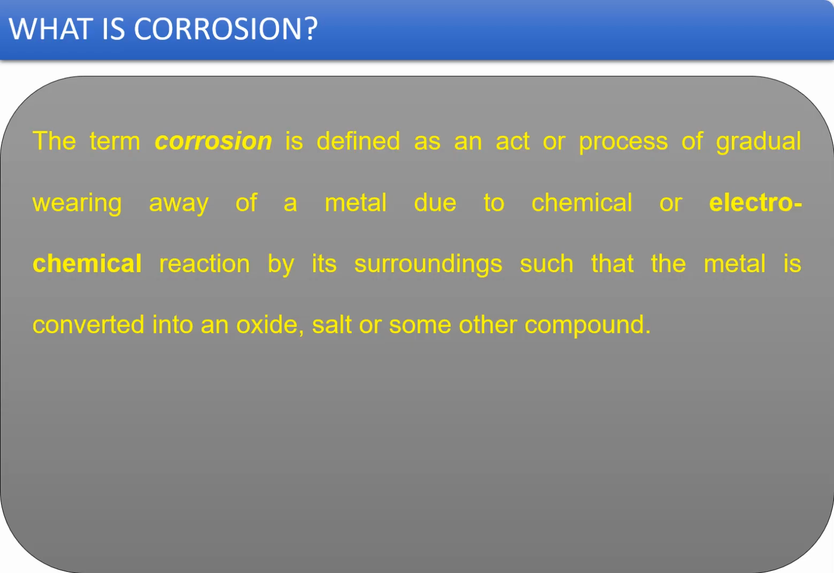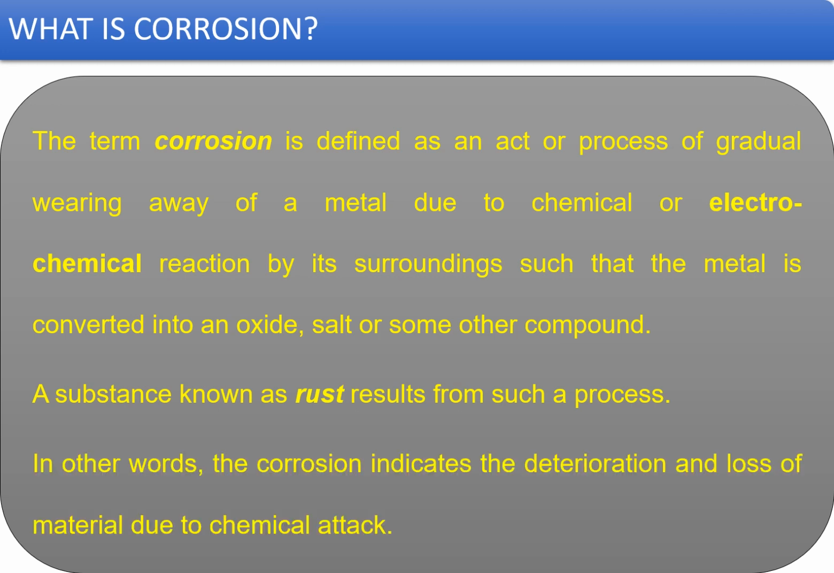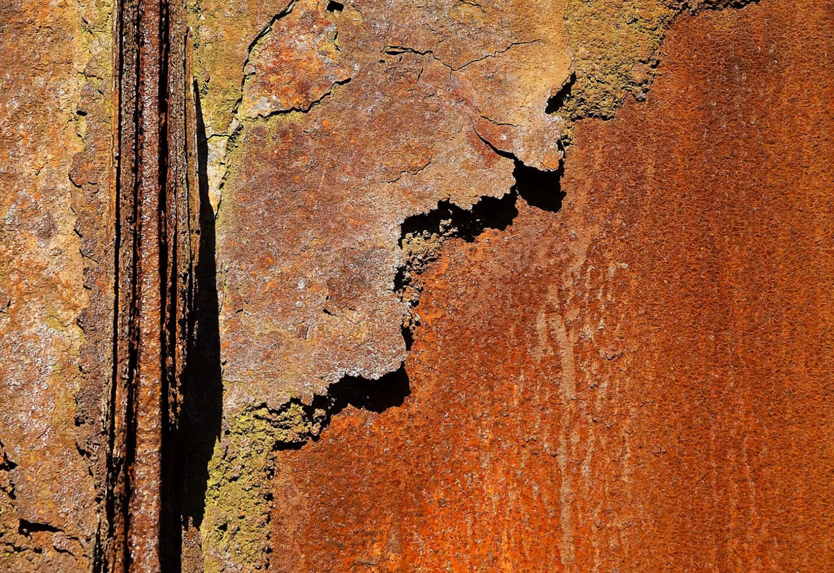What is corrosion? The term corrosion is defined as an act or a process of gradual wearing away of a metal due to chemical or electrochemical reaction by its surroundings, such that the metal is converted into an oxide, salt, or some other compound. A substance known as rust results from such a process. In other words, corrosion indicates the deterioration and loss of a material due to chemical attack. The photograph shows the typical color of steel being corroded.